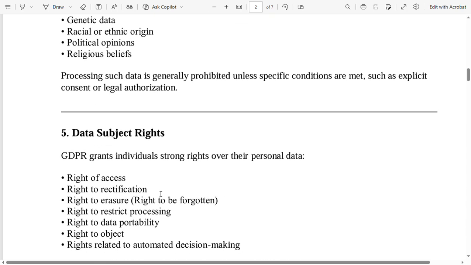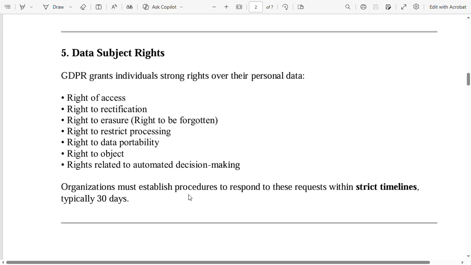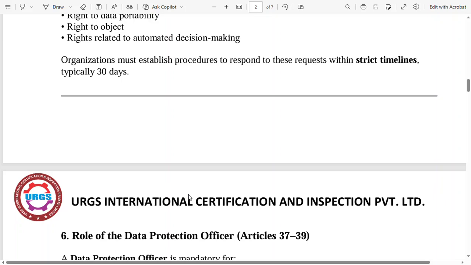Fifth, data subject rights. GDPR grants individuals strong rights over their personal data. Right of access, right to rectification, right to erasure, right to be forgotten, right to restrict processing, right to data portability, right to object, rights related to automated decision making. Organizations must establish procedures to respond to these requests within strict timelines, typically 30 days.